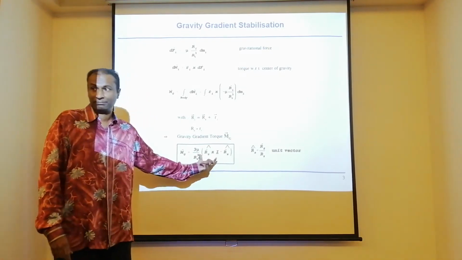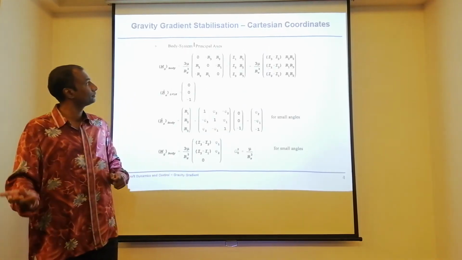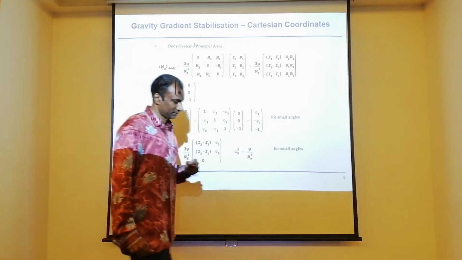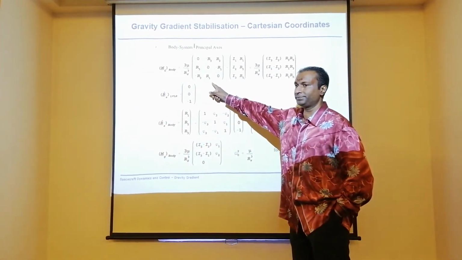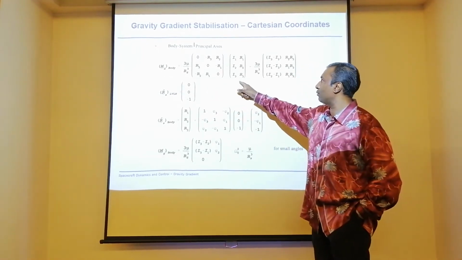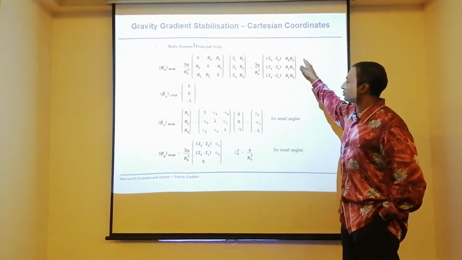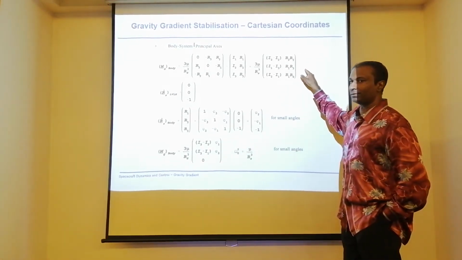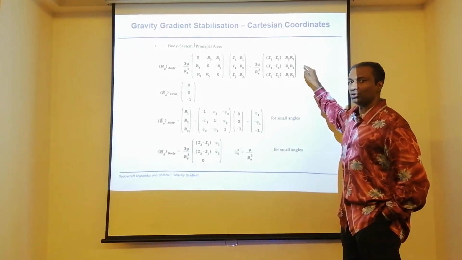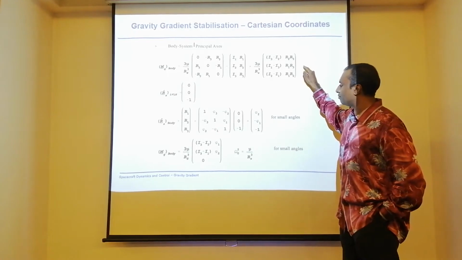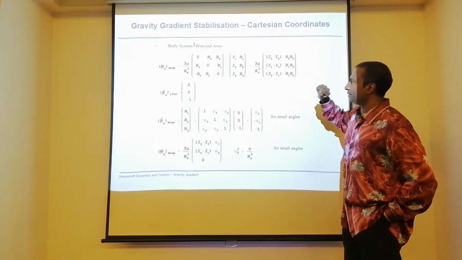I can open this up to go further. I open up this equation, and this is how you see it: the same equation, a 3 by 3 matrix, a 3 by 1, and a 3 by 1, with X component, Y component, Z component, corresponding to roll, pitch, yaw.